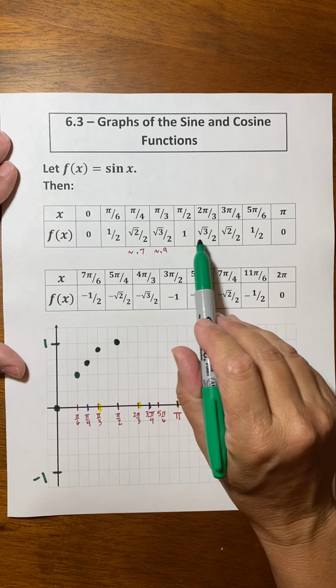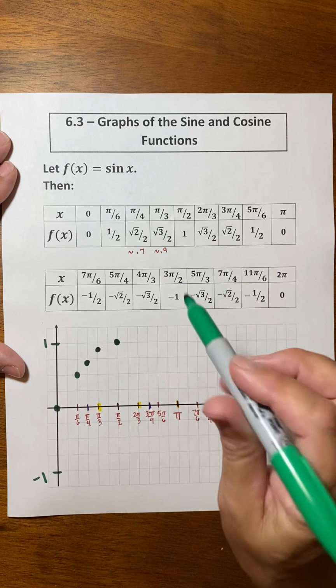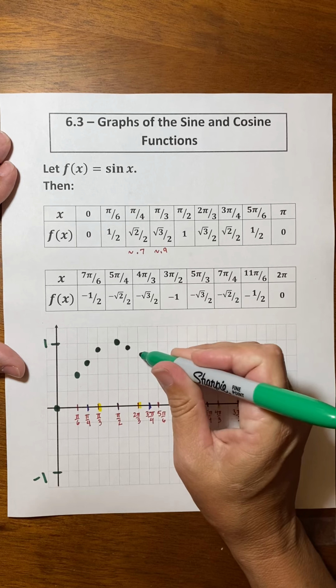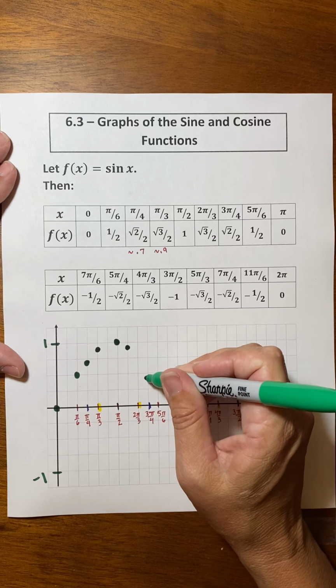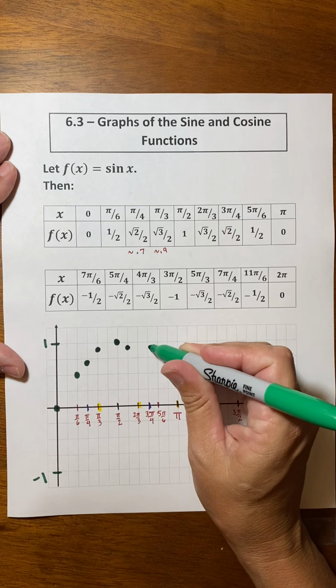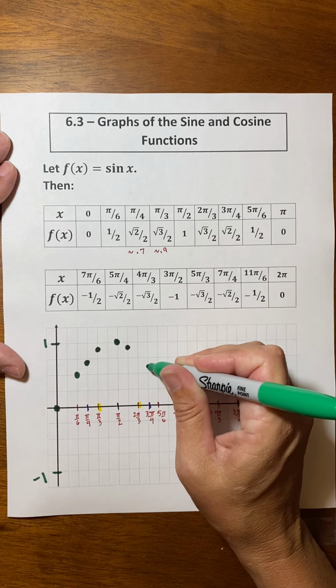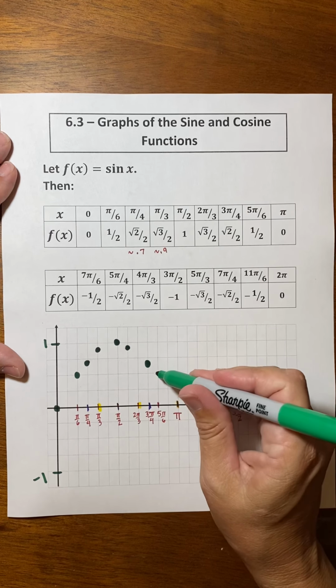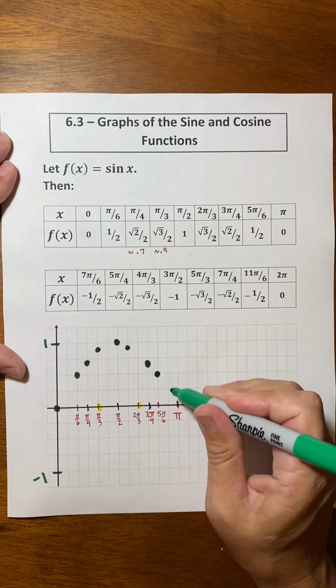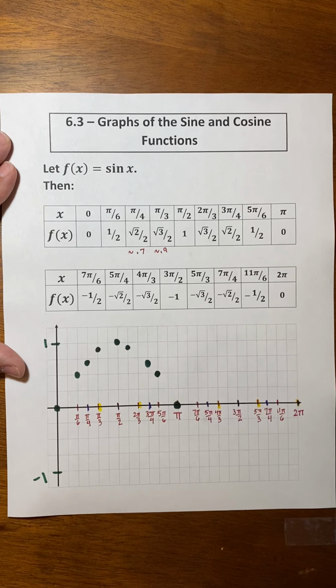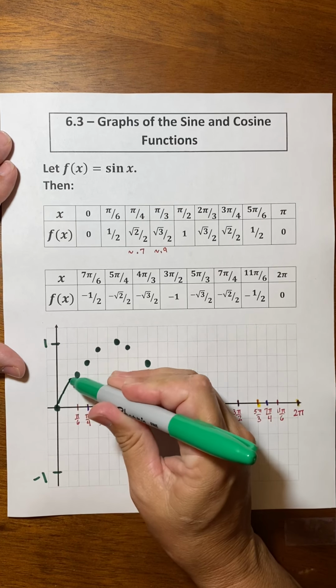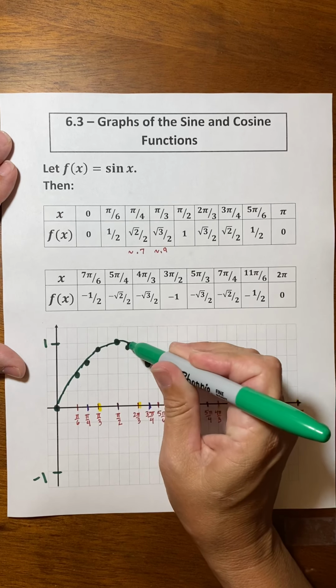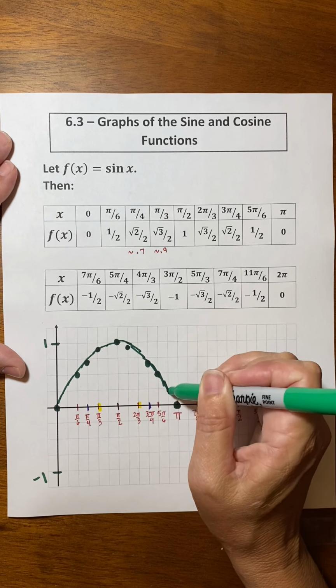Now notice the outputs repeat themselves. At 2 pi over 3, we're back here at 0.9-ish. At 3 pi over 4, we're at the square root of 2 over 2, which is down here. At 5 pi over 6, we're back at 1/2. And at pi, we're at 0. So this is the first part of the sine curve. It goes like this. It looks like a hill.